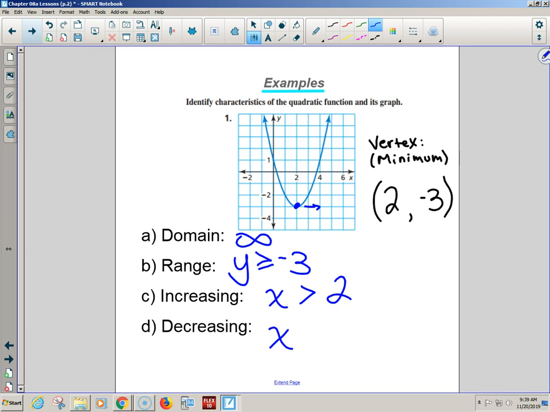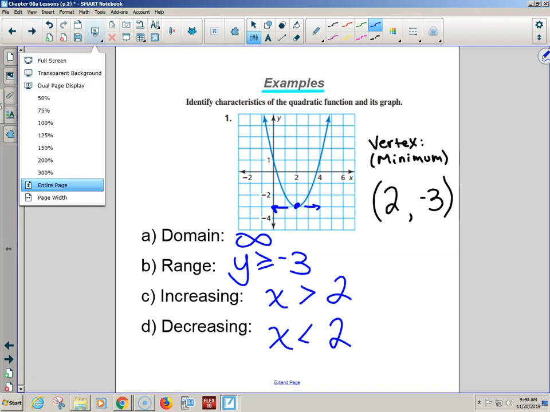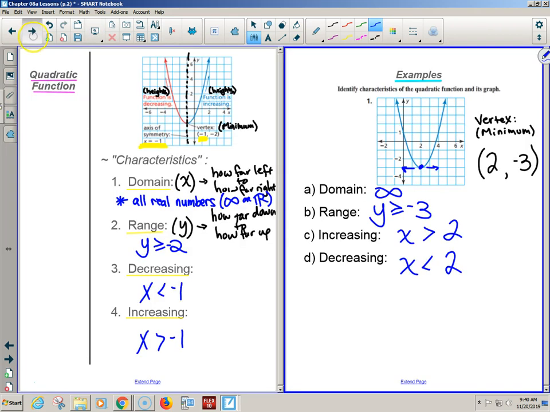Opposite. So instead of pointing to the right, I'm instead decreasing, right? He came down the mountain on that side, so less than 2. Okay, this doesn't seem that bad, right? Domain, range, how far left, how far right. Range is how high, how low. And I think you can kind of follow the patterns of the example that we just did. So let's see if it gets any worse.